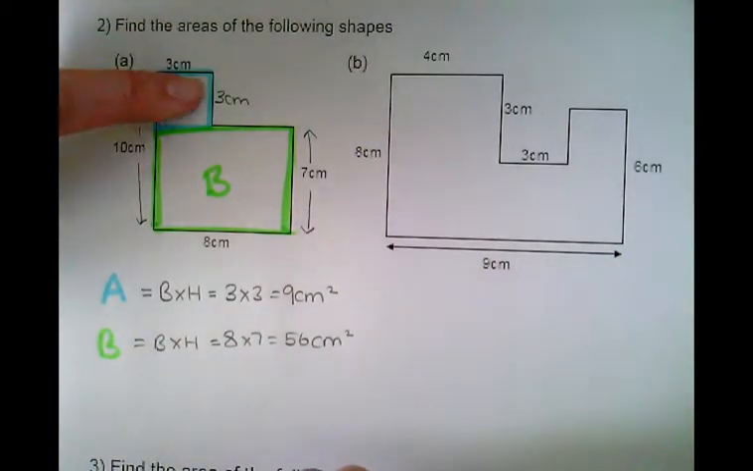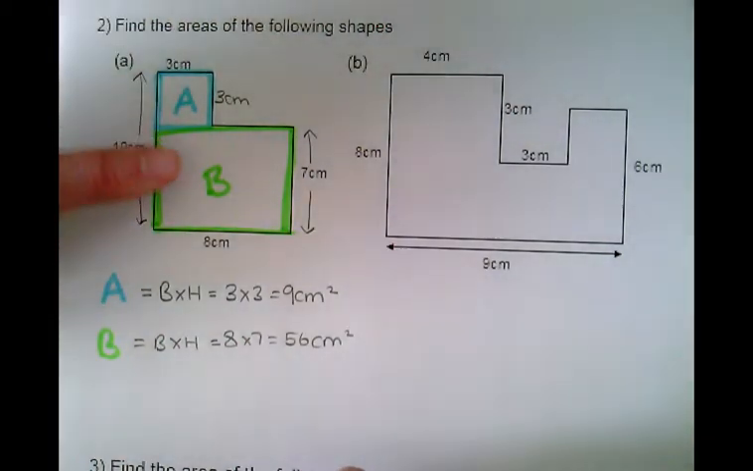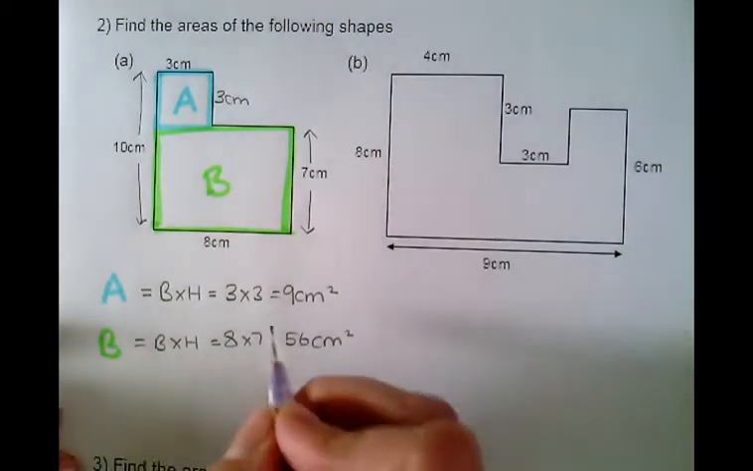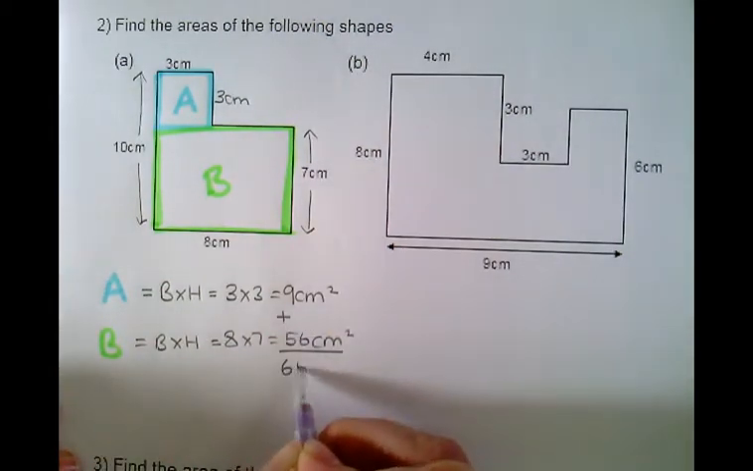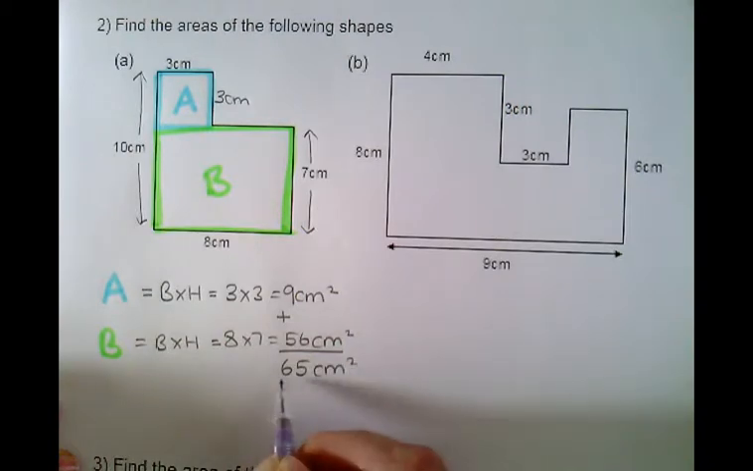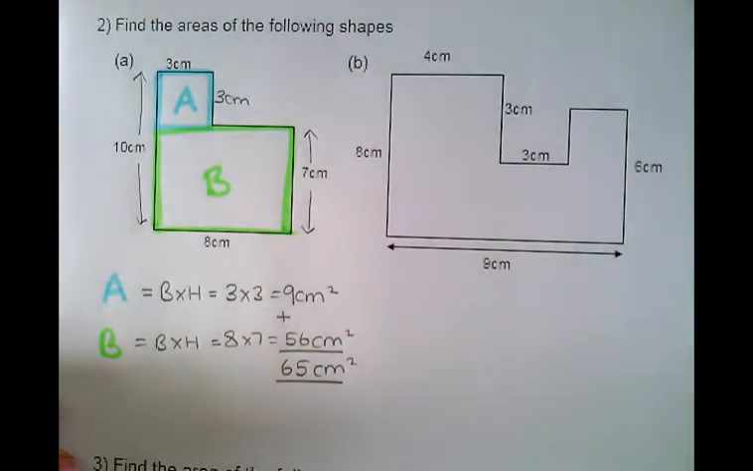So we're wanting the total area of this whole shape, which would be the blue one and the green one added together. So 9 add 56, we'll put it up to 65 centimetres squared for your total area.